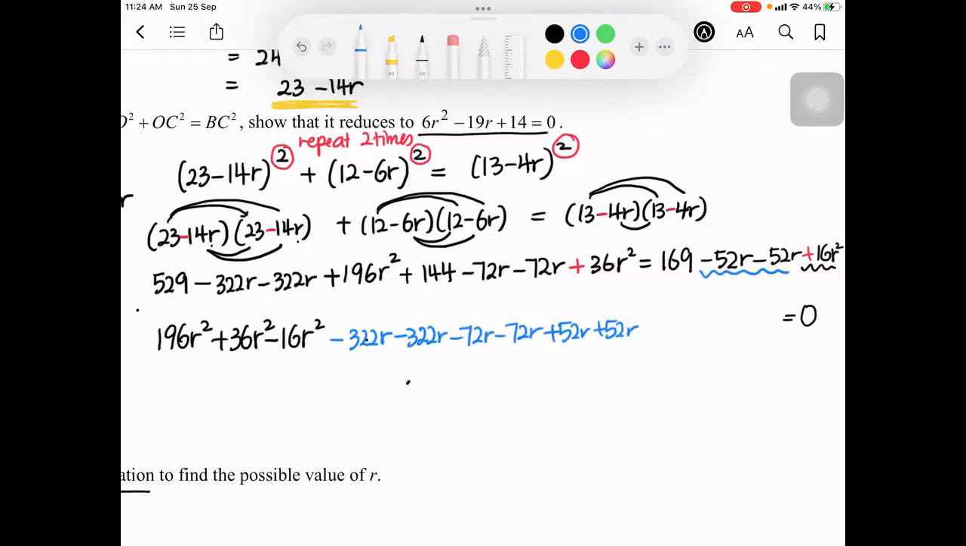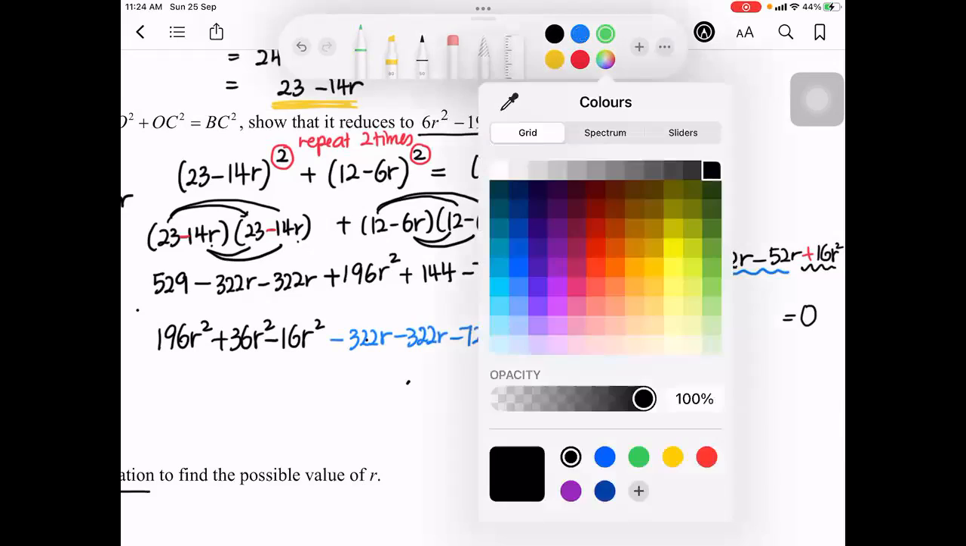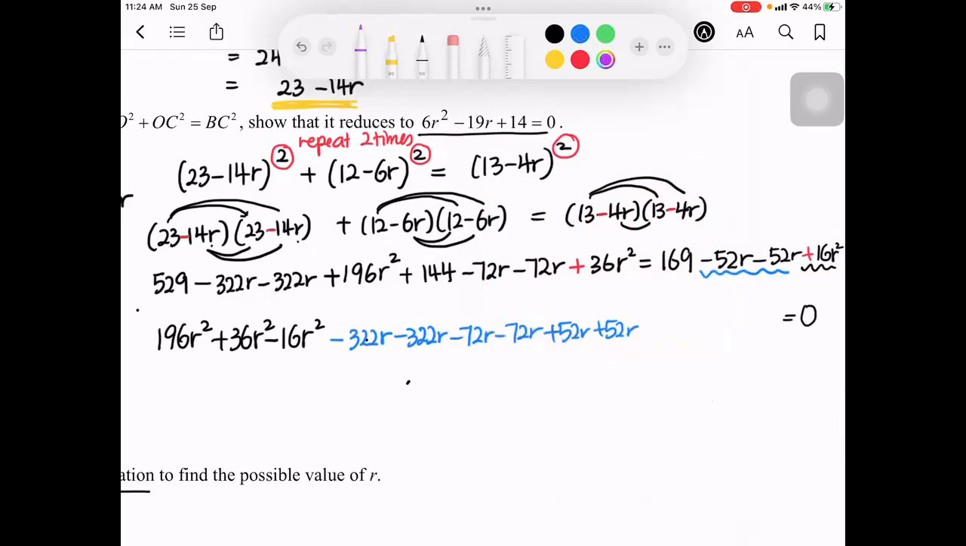Last but not least, the numbers: 529, 144, minus 169. Okay, then let's calculate this.